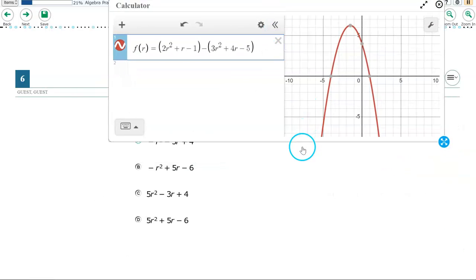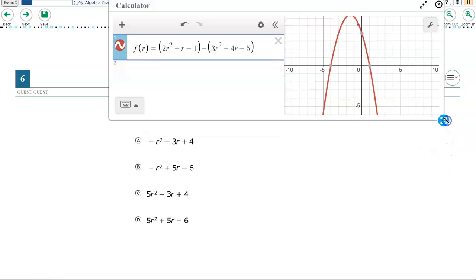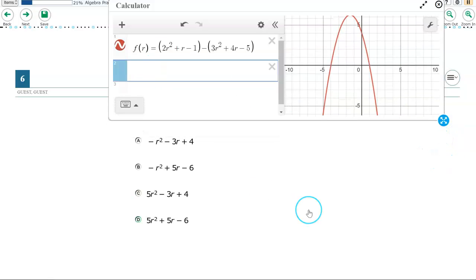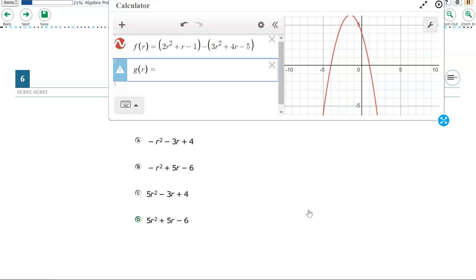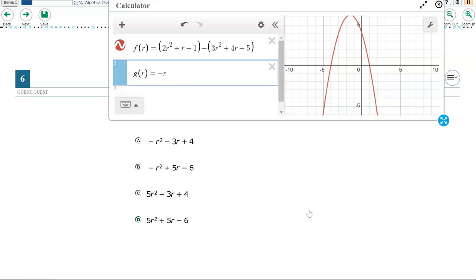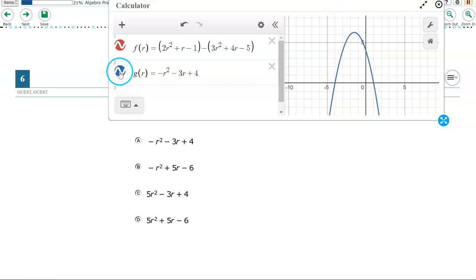or an expression that is equivalent. So I'm going to pull this up just a bit, and I'm going to type in some other function name. Let's call it g of r equals, and then let's type in our answer choices. Negative r squared minus 3r plus 4. And you'll see that this parabola is directly on top of the other one.